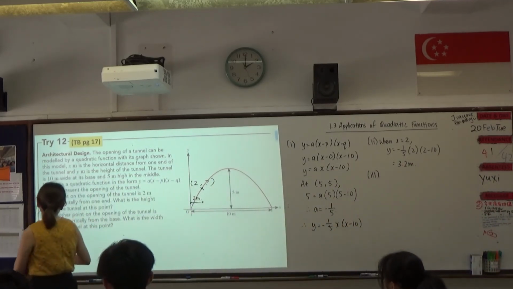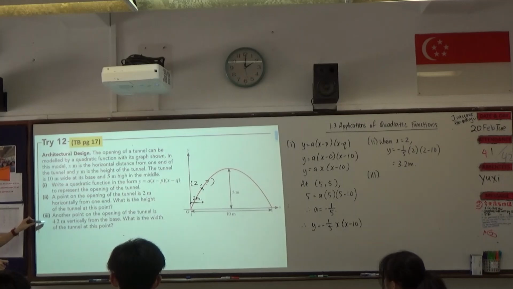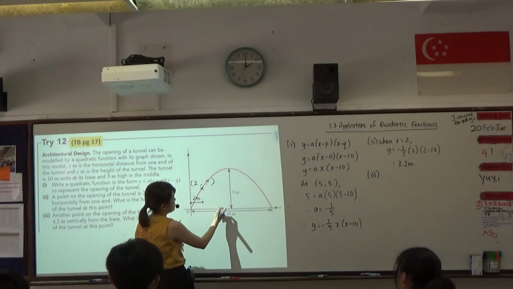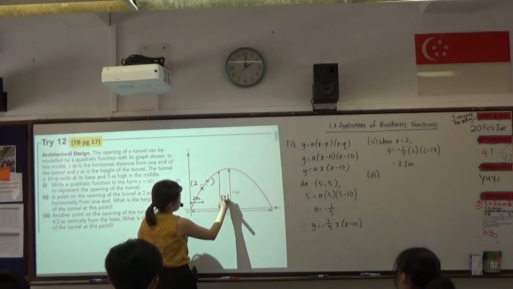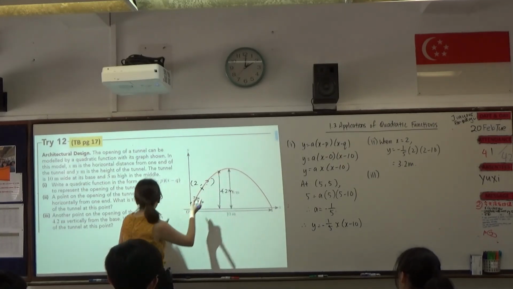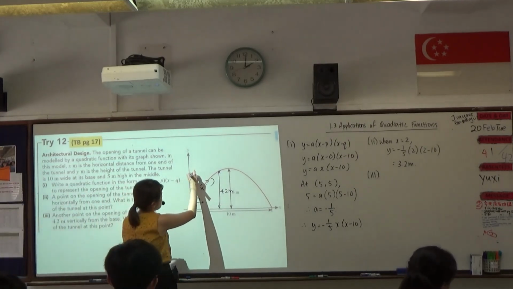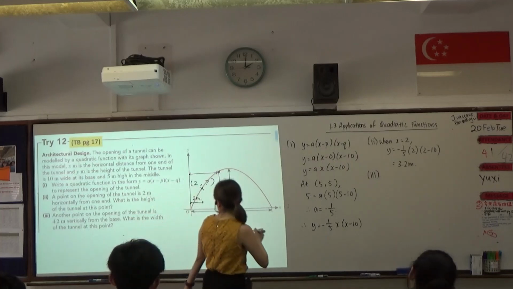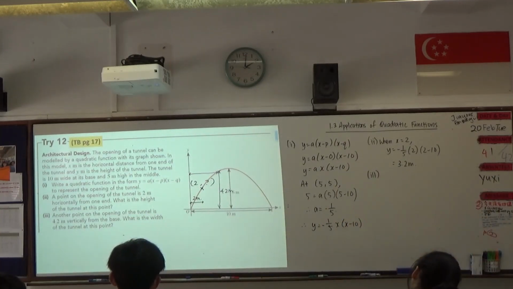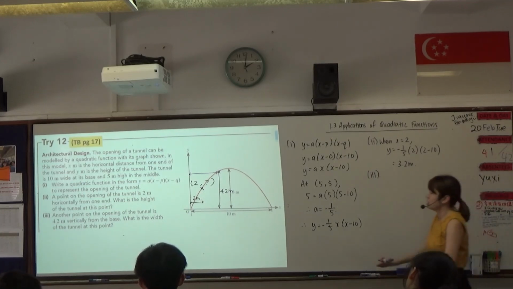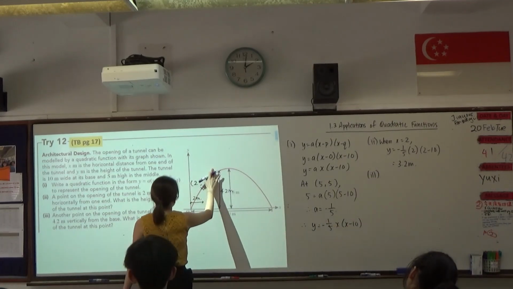Okay, part 3. Another point on the opening of the tunnel is 4.2 meters vertically from the base. That means from the base itself, bring over here, 4.2 meters high. We want to know what is the width of the tunnel at this point. Sorry, my bad.